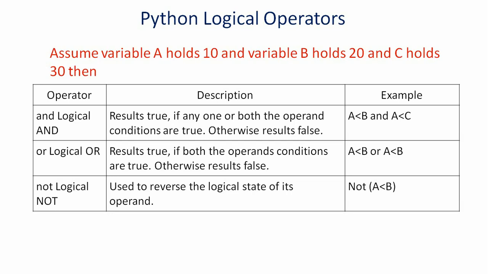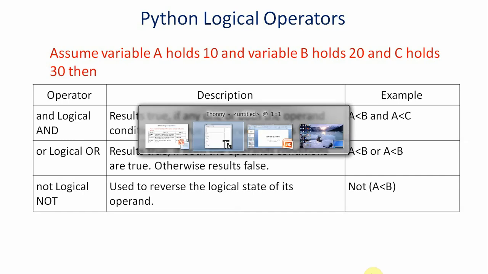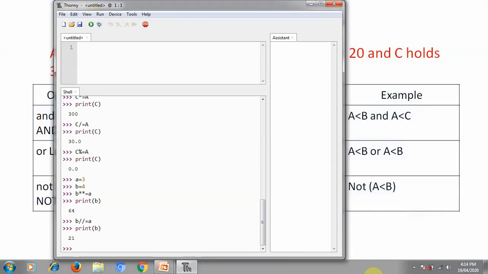Logical AND results true if both operand conditions are true, otherwise false. Logical OR results true if any one or both operand conditions are true, otherwise false. Logical NOT is used to reverse the logical state of its operand. Now we will check our program.